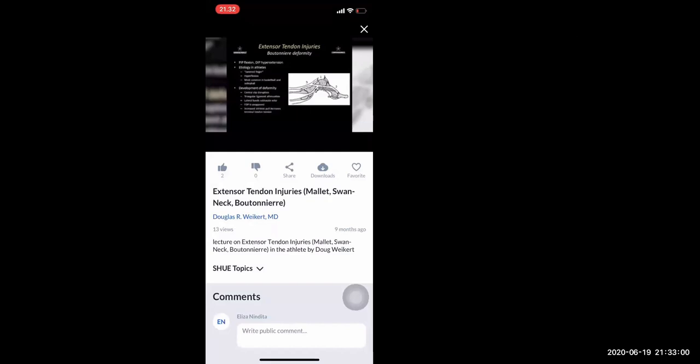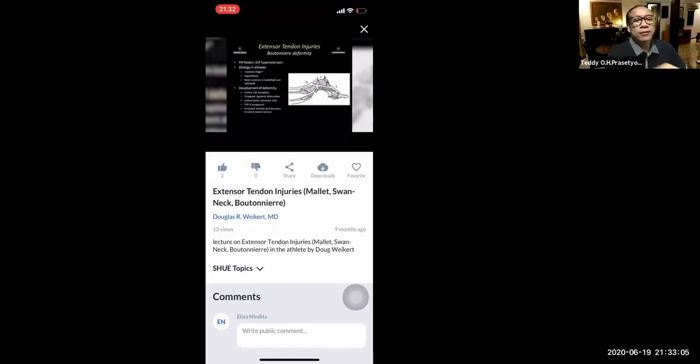Don't get this confused with basically a PIP fracture. The difference with the flexion injury.